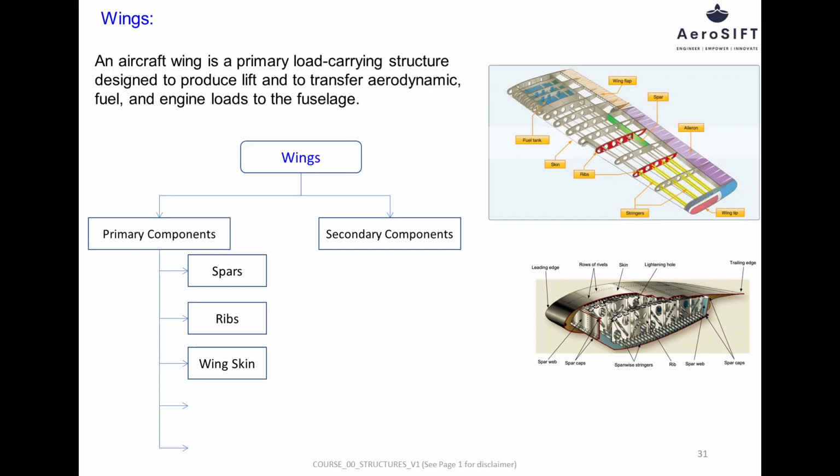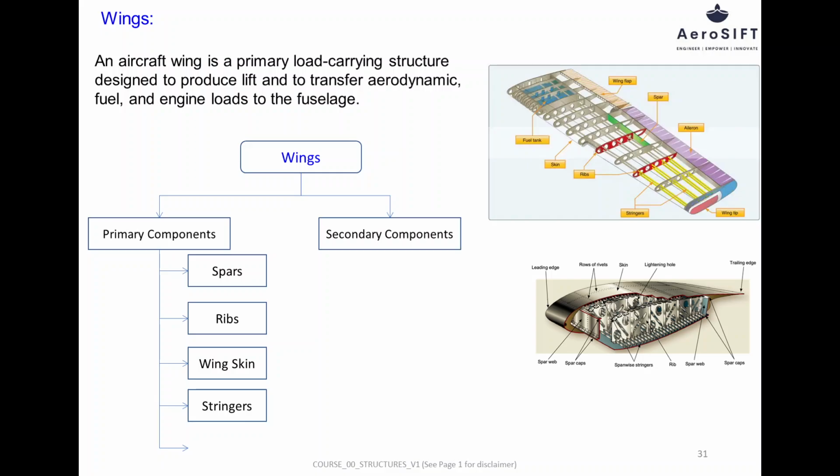The wing skin forms the outer aerodynamic surface of the wing and is a primary structural element in modern aircraft. It carries shear stresses and contributes significantly to torsional stiffness, especially when integrated into a closed wing box. The skin also protects internal components and ensures smooth airflow over the wing.